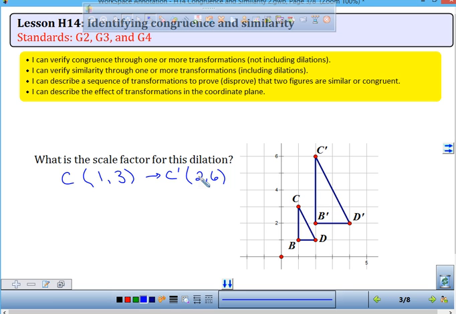Is it easy to see what they multiplied it by after writing down your points? Yeah, what did they multiply by? 2. They multiplied everything by 2. So that's one way to find the scale factor.